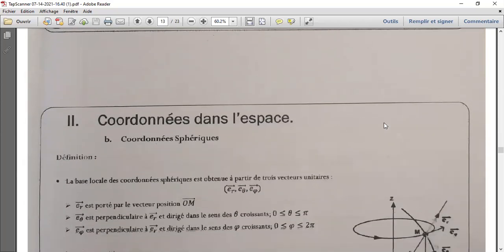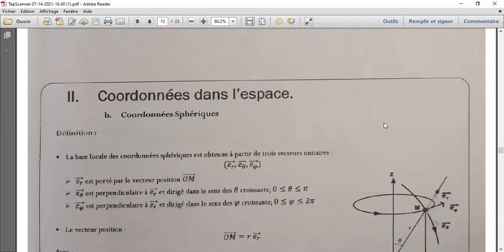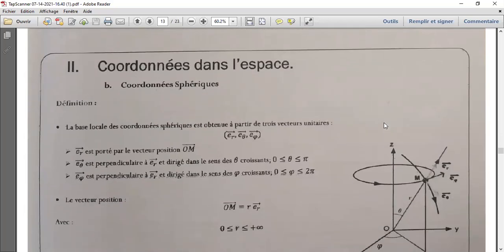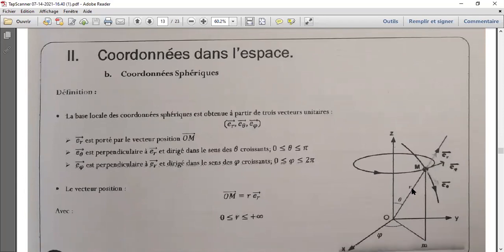Yeah, so we're going to continue. So the base locale des coordonnées. You see here that they are saying the base locale des coordonnées sphériques est obtenue à partir de 3 vecteurs unitaires. So we've got the vectors ER, E theta, and E phi. So you have ER, which is, for the radius, a vector which gives the direction of the radius, and we have E theta.